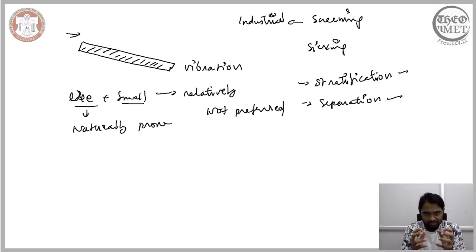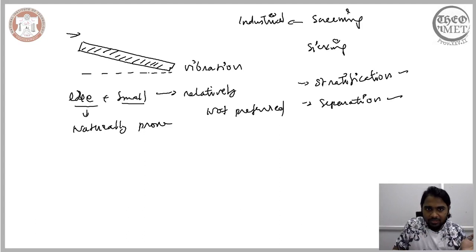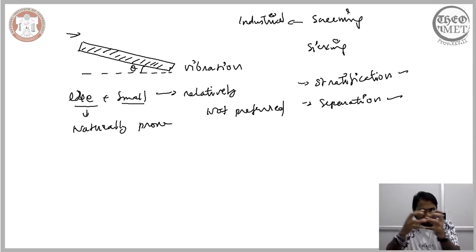Now, in order to ensure that all these particles get the chance to interact with the opening, irrespective of their sizes, whether they are naturally preferred or not, and are allowed to reach the surface of the screen, we introduce both inclination and vibration. If we consider this as your ground surface, this is the angle of inclination. By the combination of inclination and vibration, we ensure that all the particles get a chance to interact with the surface of the screen, and particularly with the openings of the apertures.